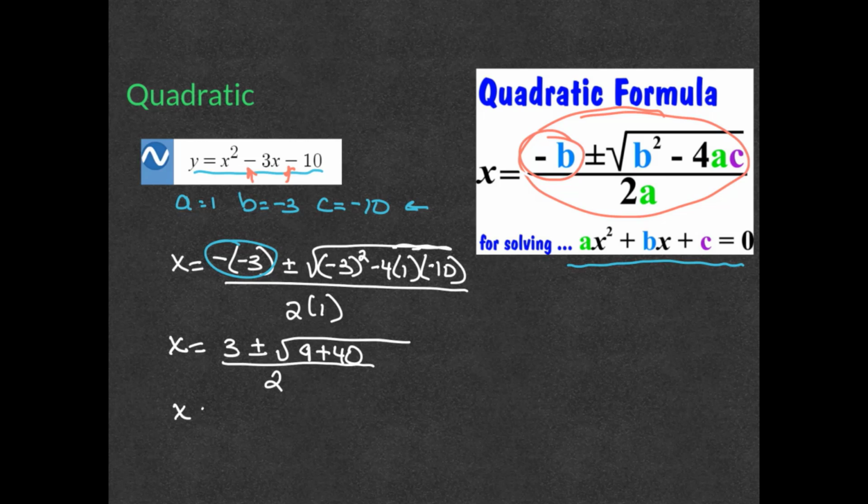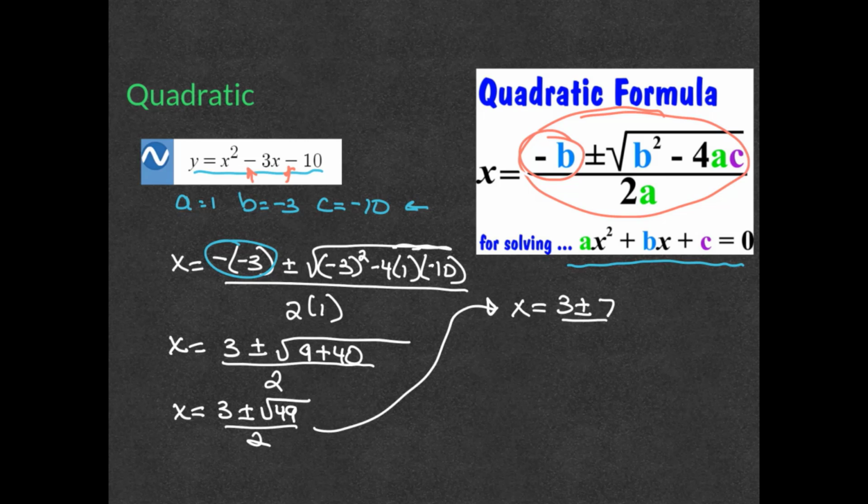This is kind of a nice one because you're going to see quickly how it works. So 3 plus or minus the square root of 49. And 49 is a perfect square. So I'm going to take this up here and continue it. So x is going to equal 3 plus or minus 7, because the square root of 49 is 7. Now we're going to break these up. x equals 3 plus 7 over 2, and x equals 3 minus 7 over 2.